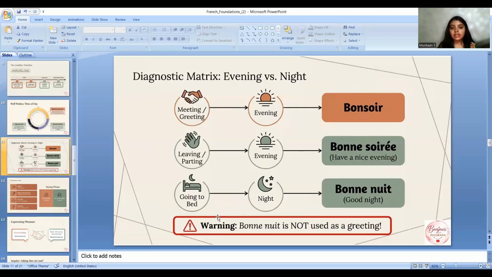And then when you are going to bed at night, you will be saying bon nuit, good night. Remember that bon nuit is not used as a greeting. It is just used when someone is going to bed. So bonsoir in the evening when meeting or greeting someone. Second, bonsoir when leaving or parting in the evening, which means have a nice evening. And the third one is bon nuit, going to bed at night, good night.